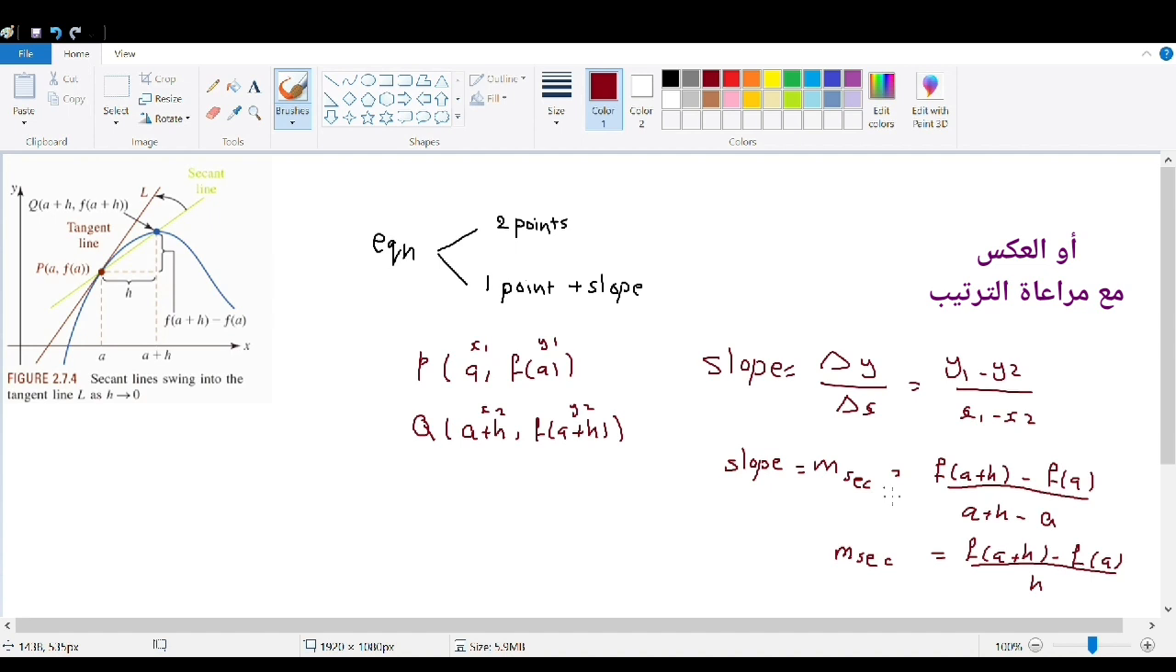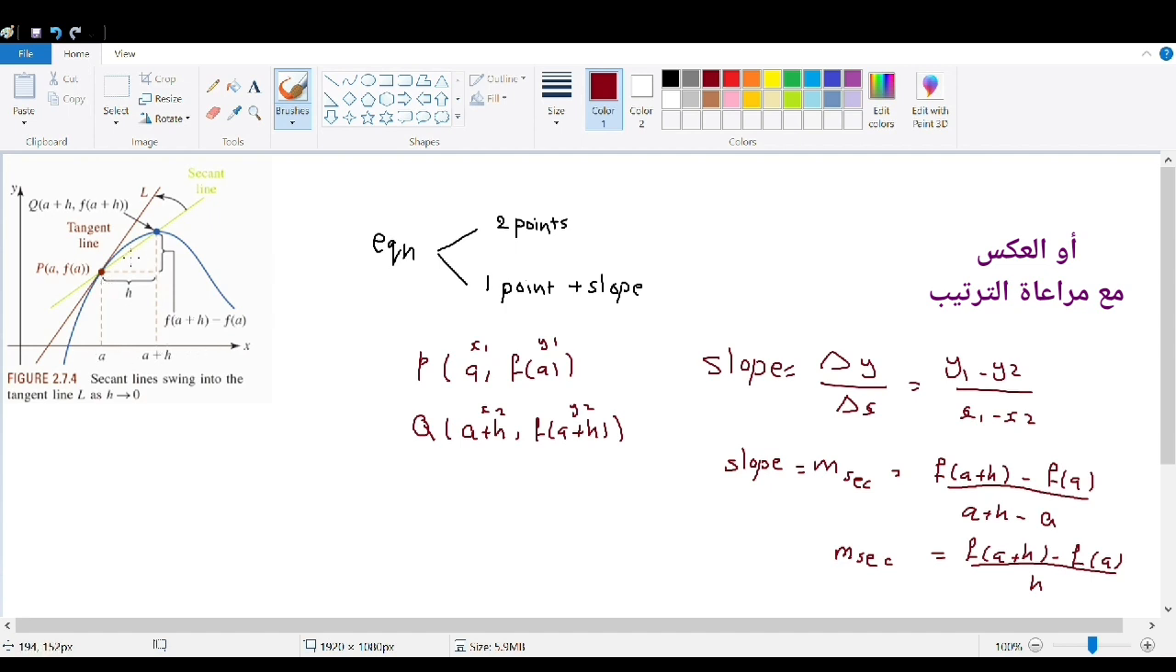But how can we benefit from the slope of the secant line to find the slope of the tangent line? We took this secant line that passes through the point (a, f(a)) and through the point (a plus h, f(a plus h)). If we take another secant line which passes through the same point B, and this one is closer, for example if we take it here, then h will be small, where h is the distance between a and a plus h.